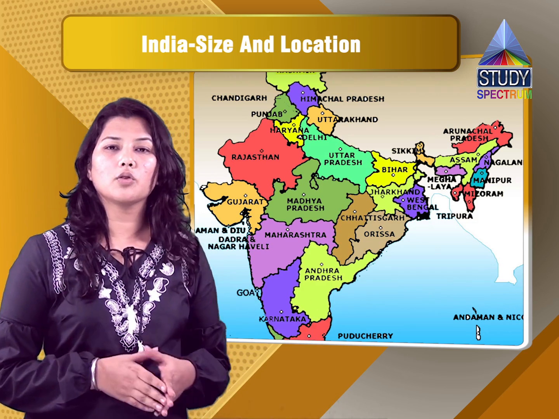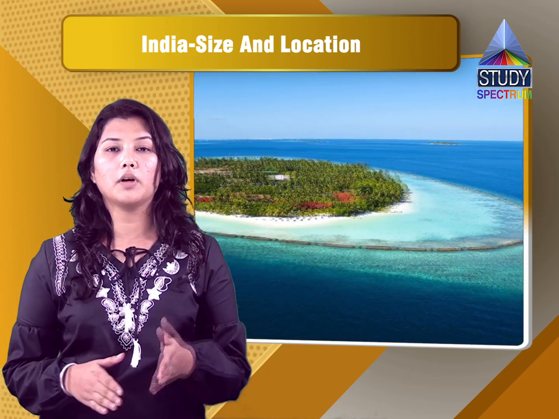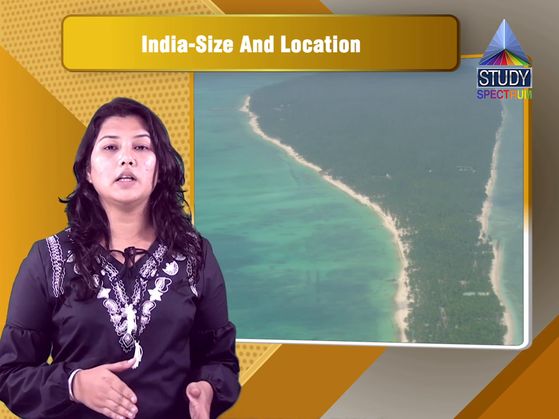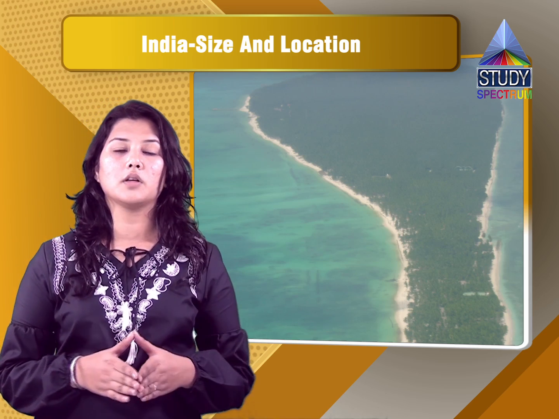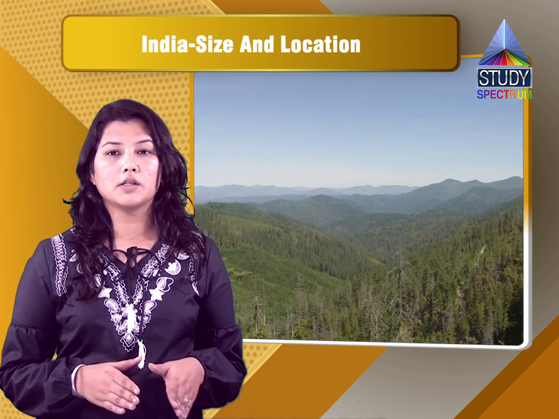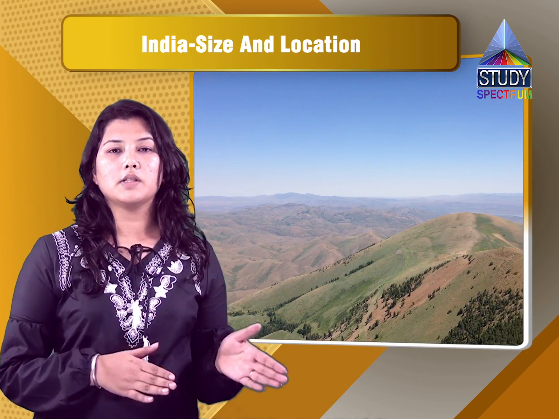The total length of the coastline, if we include all the islands, that is the Andaman, Nicobar and the Lakshadweep islands, is 7,516.6 kilometers. We have many mountains on the northwest, north and the northeast. In simpler terms, we're going to understand the Arabian Sea and the Bay of Bengal.